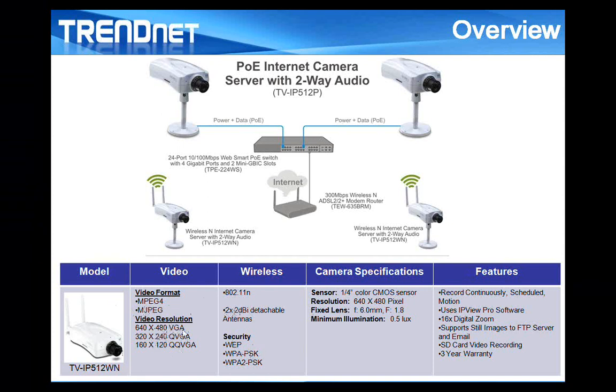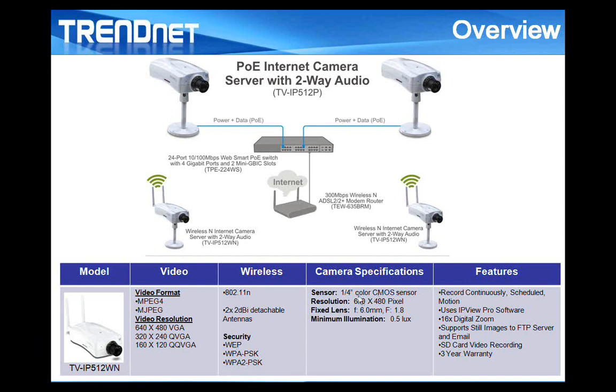You can see here there are three different resolution settings. You have VGA, QVGA, which is 320 by 240, and QQVGA, which is 160 by 120. Lowering the resolution can save you some disk space as well, so that's something to keep in mind. You can see here for security, specifically for the WN, we now have WPA2 PSK support. And then you can see the camera specifications here.